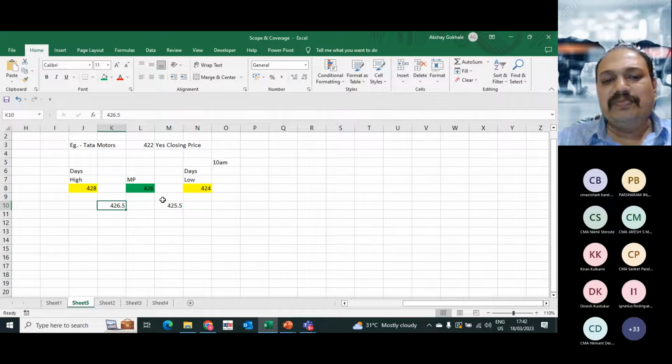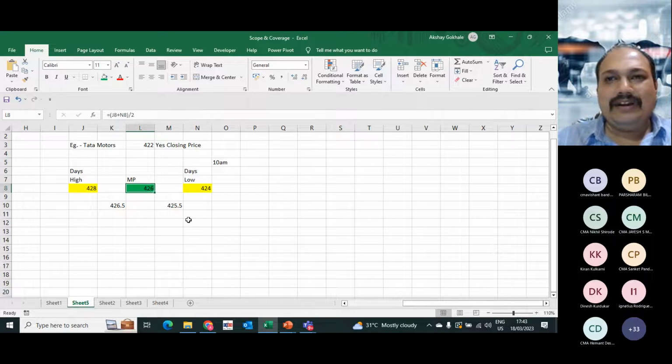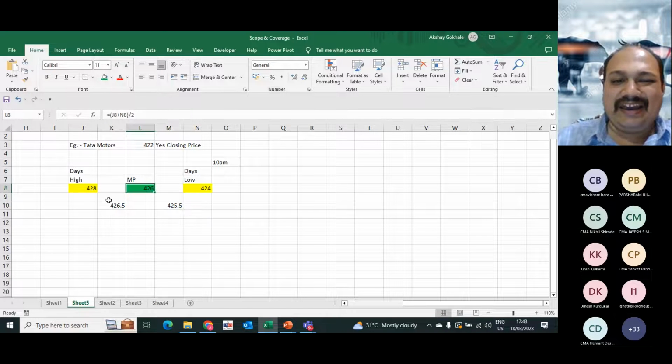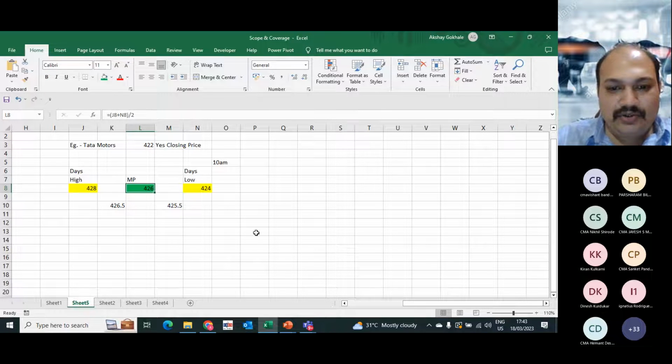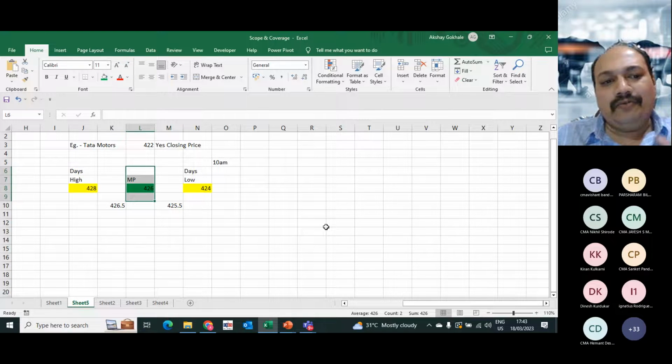If price goes below your midpoint, because the midpoint is a pain area for bear as well as bull. So always remember this: the midpoint is a pain area for bull as well as bear.